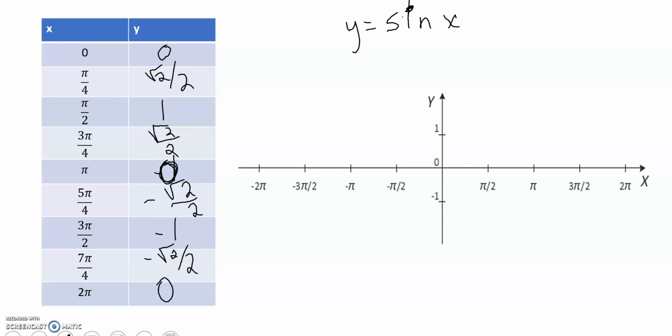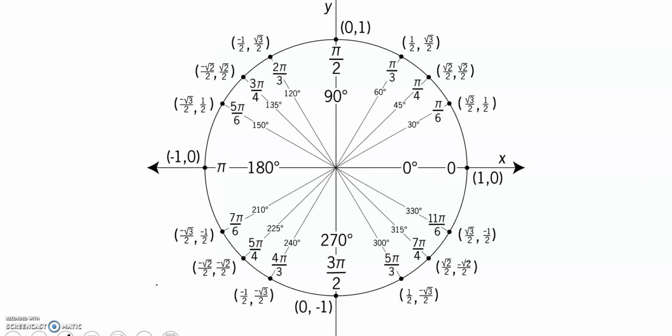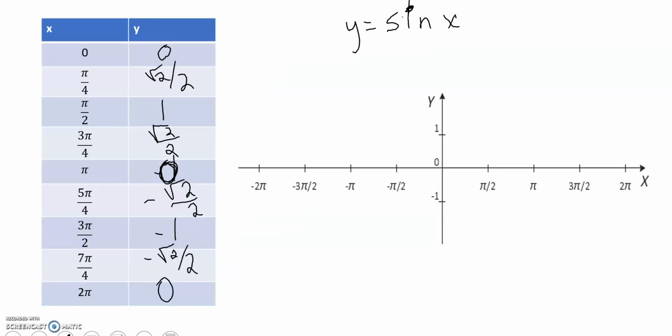And so that gives us our x and our y values. And again, those values came off of our unit circle. For each of those angles, you look at the y value in order to get the sine. And so now I'm going to plot those. So starting with 0, I have a point at 0.